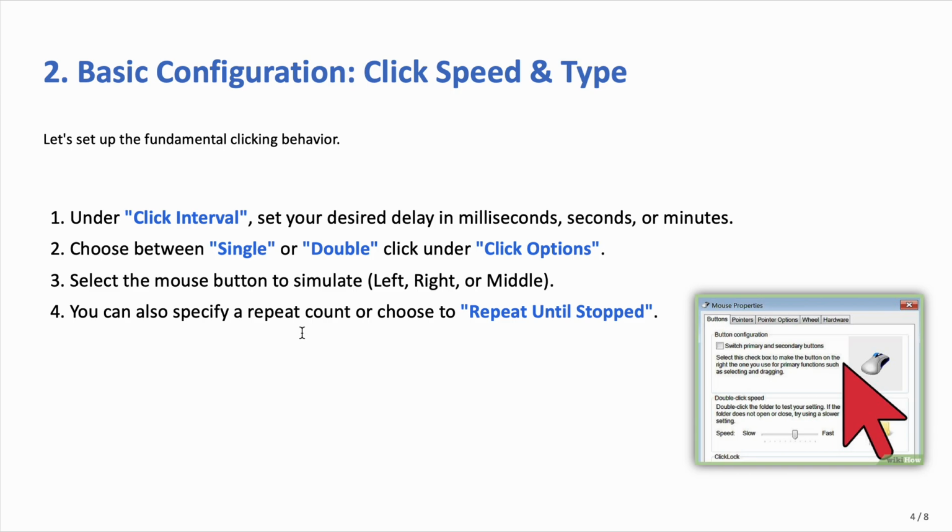Okay, then you complete the basic configuration, like under the click interval choose single click or double click option, and select the mouse button to simulate left, right or middle, and you can also specify the repeat count or choose to repeat until stopped.